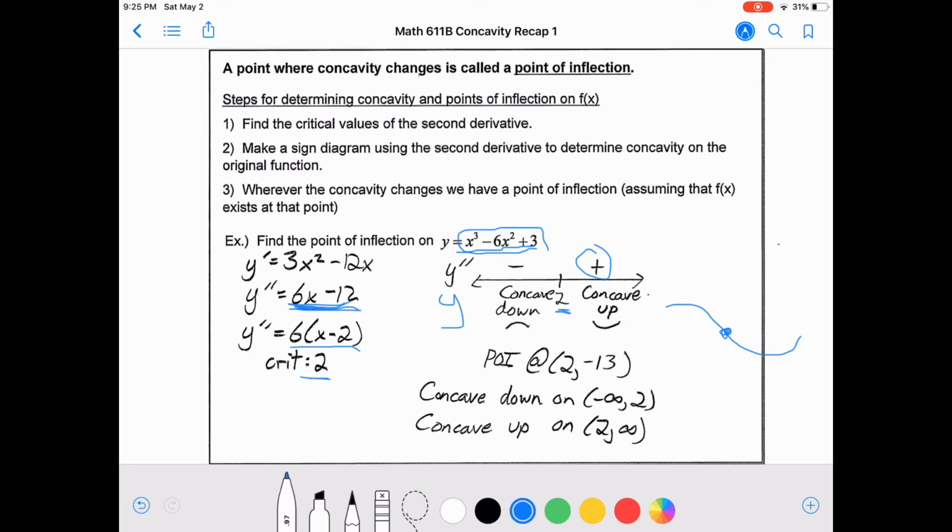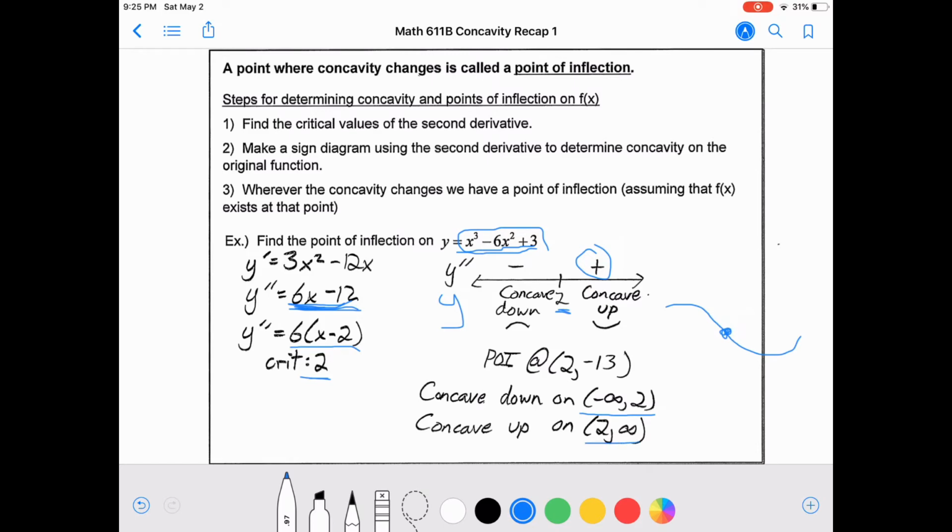If I want to list the intervals of concave up and concave down, it's concave down all the way until x is 2. So in interval notation, that's from negative infinity to 2. It's concave up everywhere after 2. So in interval notation, that's from 2 until infinity.